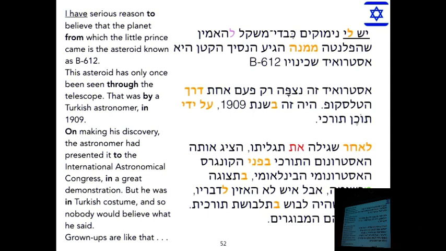So for the most part, the Hebrew prepositions match up pretty cleanly to English ones. But there are a few interesting ones. So in English, it says, on making his discovery, the astronomer had presented it to the International Astronomical Congress. In the Hebrew, it says, after he made his discovery. So this is a case where it's really presenting the same information, but it's portraying it in a slightly different way. One is a temporal relationship, and one is sort of at the same time versus after, I guess, is how I would characterize it.